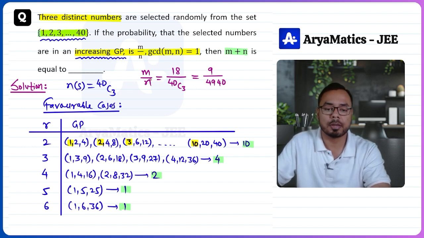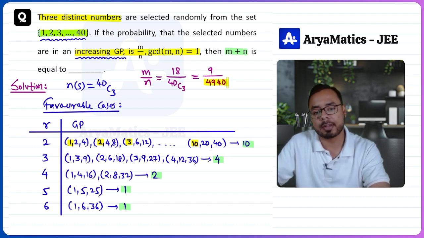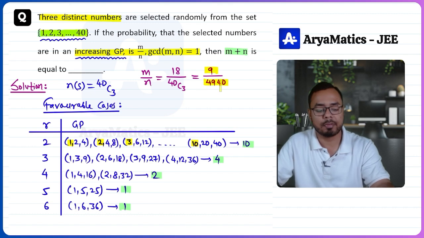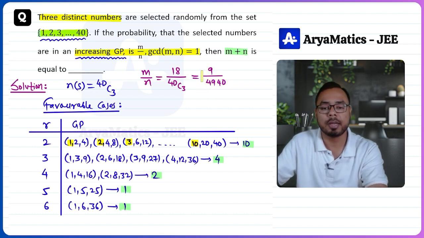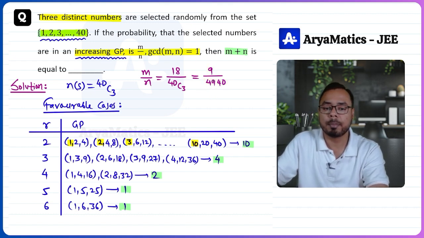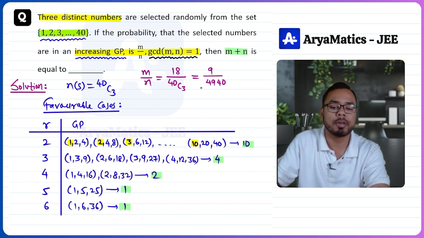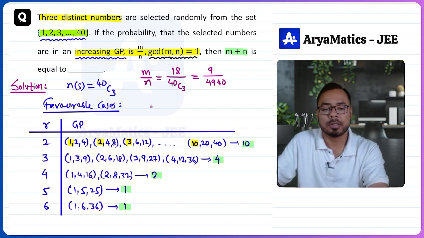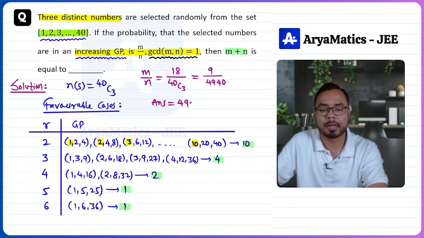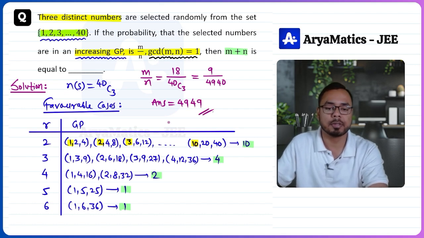So this will be the value of m by n, and there is no common factor between these two, right? 4940 is not a multiple of 3. So these two numbers are co-prime, or their GCD, greatest common divisor, is 1. So now we need to find m plus n. Clearly you can see that if I add these two numbers, we'll get 4940 plus another 9. So that is 4949. So this should be the correct answer for this problem, right?